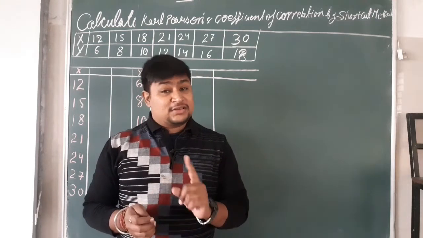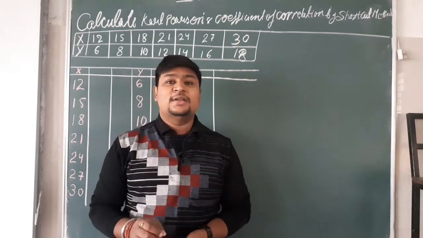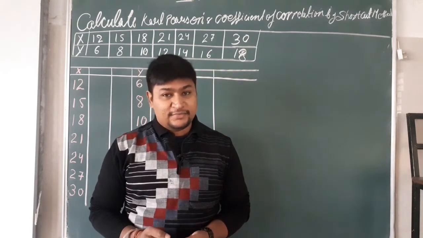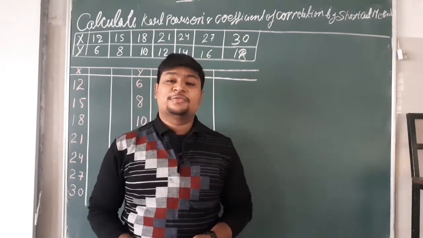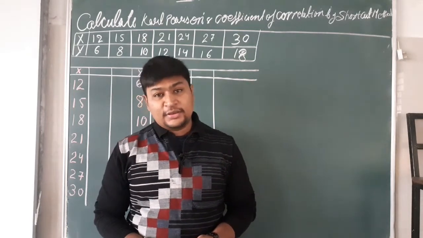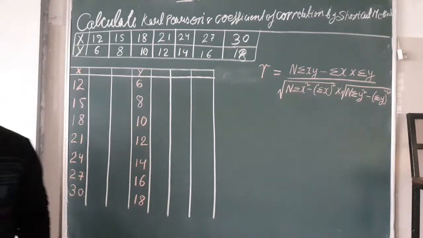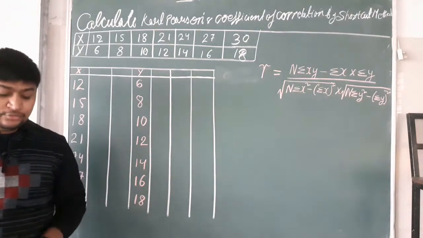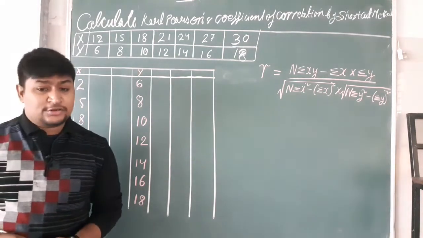Now the second step is to find what? To find small x and small y, right? Before that we are going to learn the formula first. So let us write the formula. We are using the short value method. हमने short value को यूज किया है. ठीक है, तो let us solve the question also.